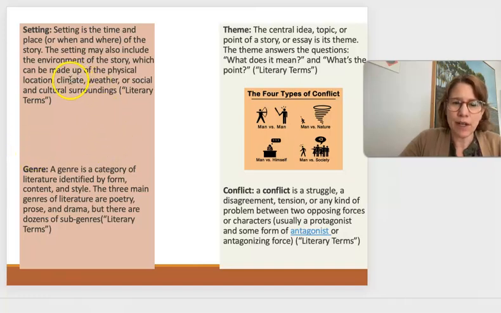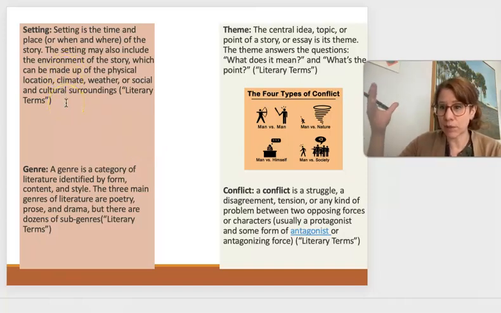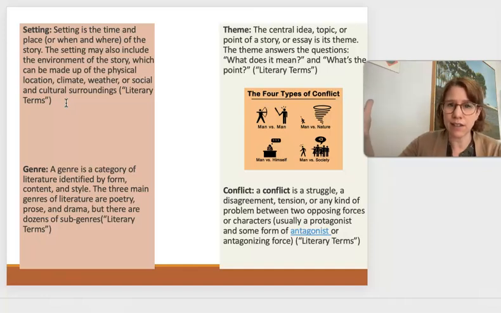Okay, so up next we have setting, genre, theme, and conflict as 4 more key terms in literature. Let's start with setting. So setting is the time and place in which the story is set.